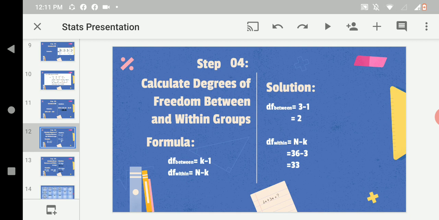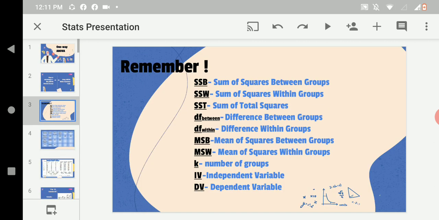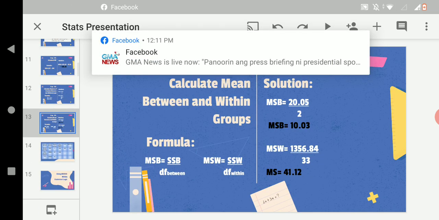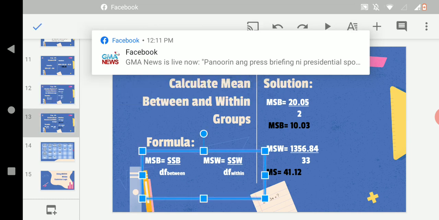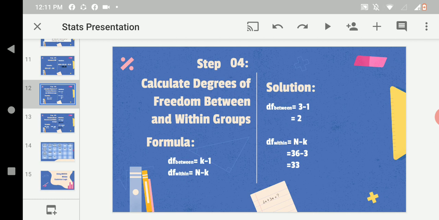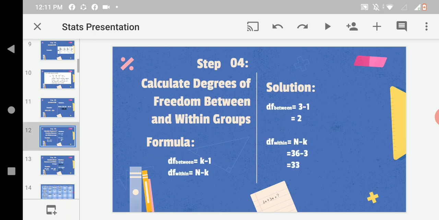Next step. After we calculated the SSW, what's the SSW again? The sum of squares within groups. Very good. After we calculated the sum of squares within groups, we will now proceed to step 4, which is to calculate the degrees of freedom between and within groups.